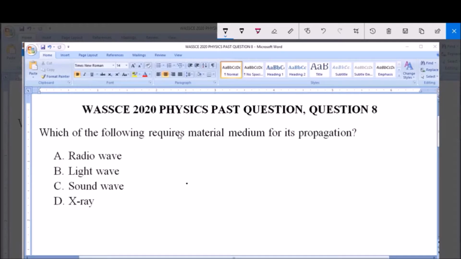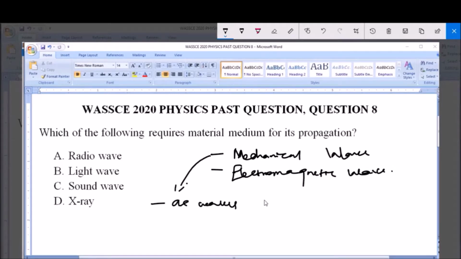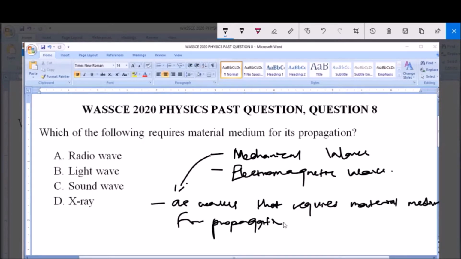Now, we are asked to pick an option which is a type of wave that requires material medium for its propagation. Like we know, we have two types of waves based on the need for a material medium for propagation, and these are the mechanical wave and the electromagnetic wave. The mechanical waves are waves that require material medium for propagation. That is, this type of wave cannot be propagated in a vacuum.